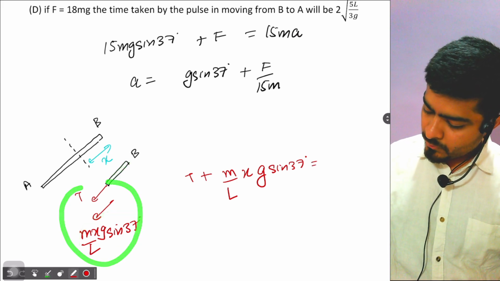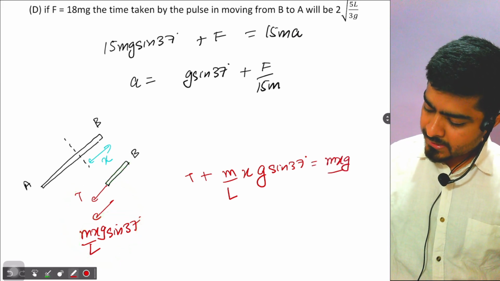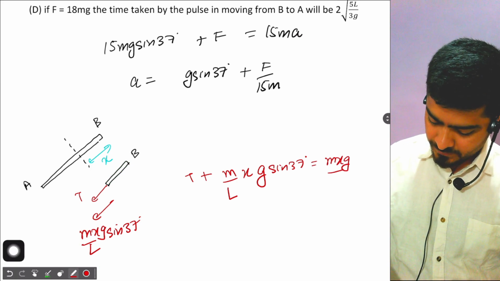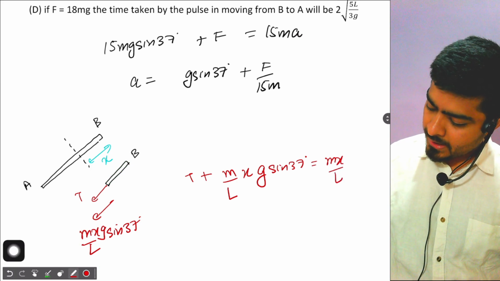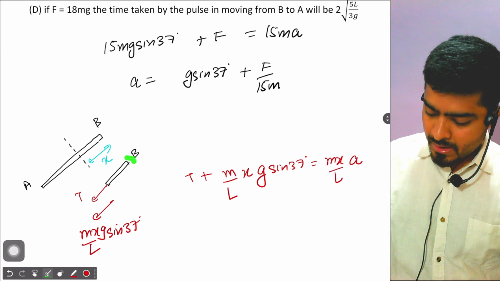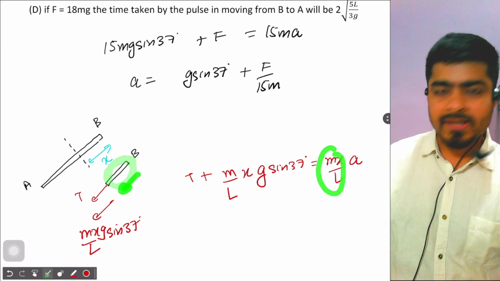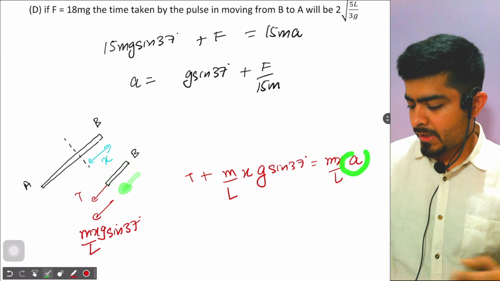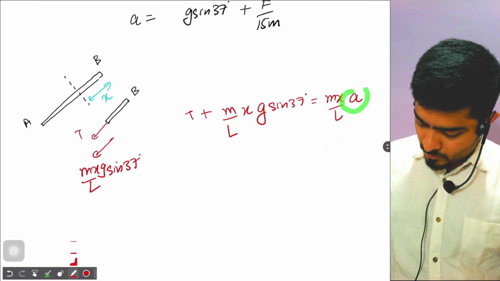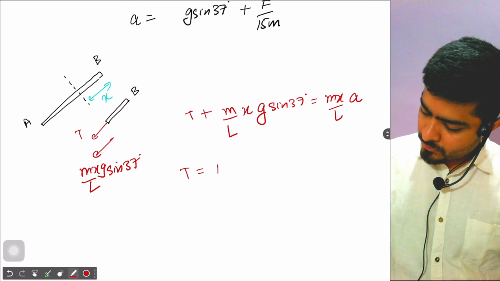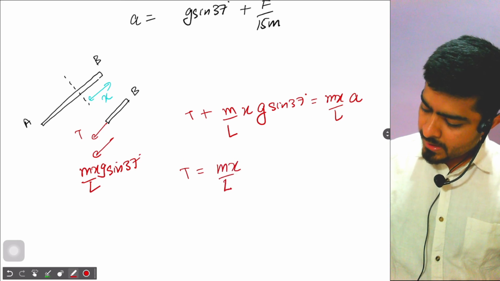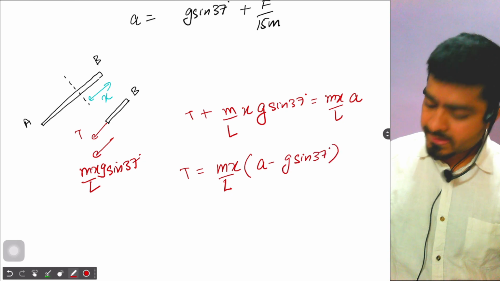So this will be equal to total mass of the section, mx by L, into A. Mass of this section is mx by L. Acceleration of this section will be acceleration of the system A. So I get tension to be equal to mx by L times (A minus g sine 37).